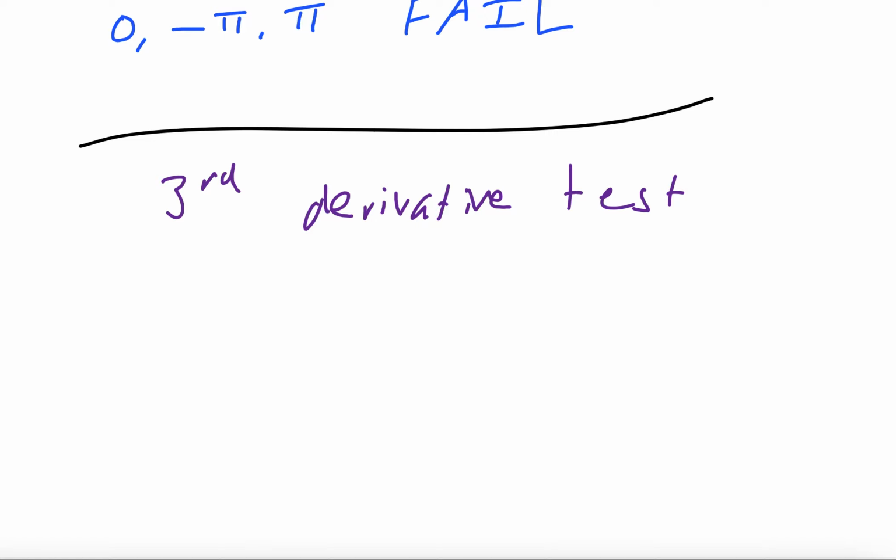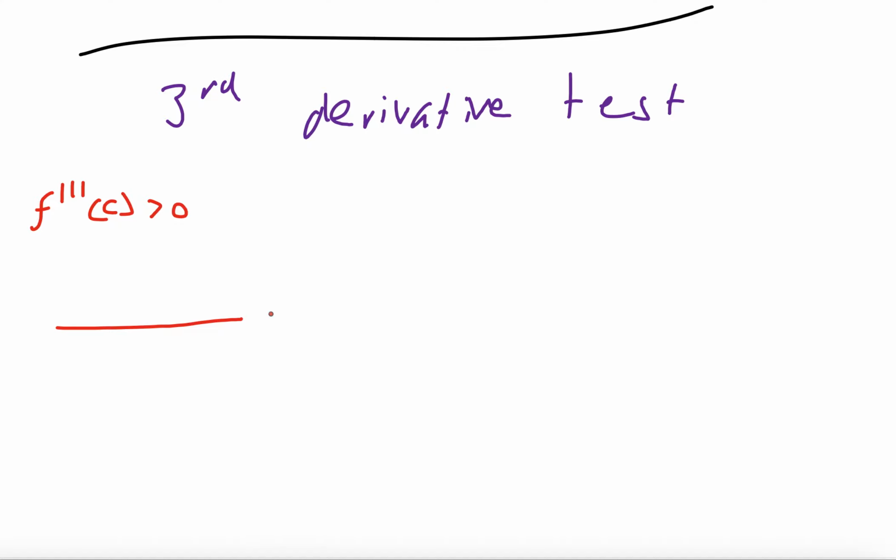So again, if f triple prime of x at some point c within an interval is greater than 0, what does that mean on our little number line here? We have x and f triple prime here. Well, that means that on a certain interval a to b, it's always positive, like this. We can give that example.